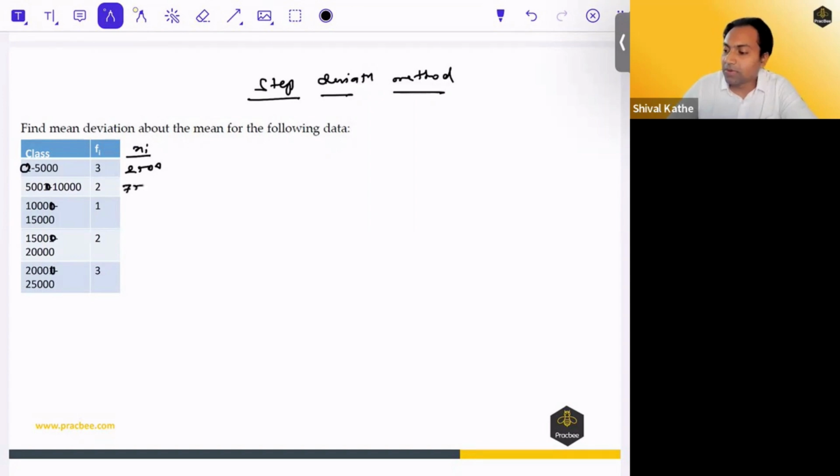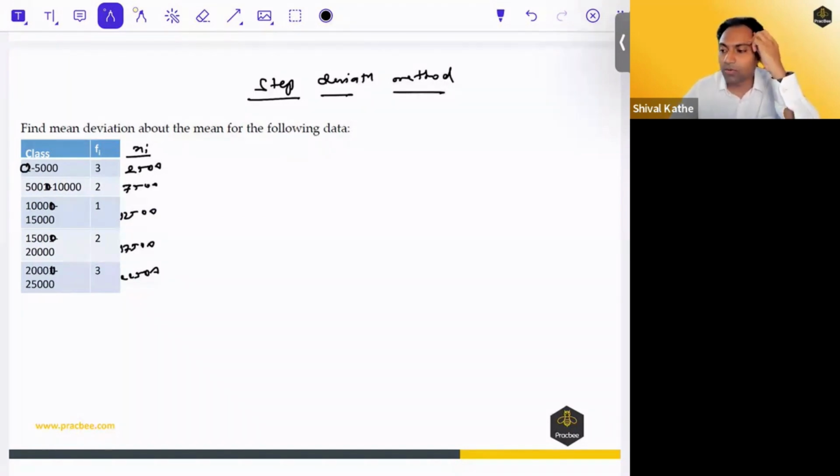And this will become 7500. This will become 12500. And this is going to become 17500. And this is going to become 22500. So this is the xi that we have found. Look, if we do the calculation directly, it will become a huge task for us.